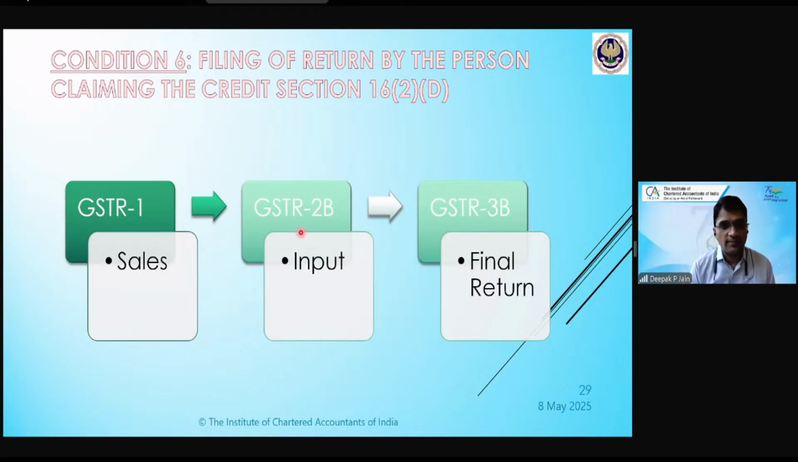Till this point of time, it was to claim in your 2B, the supplier has to file it. And to claim it in your 3B, you have to file it. Here it is the supplier's liability. This is also the supplier's liability. And to file 3B, it is the receiver's liability.